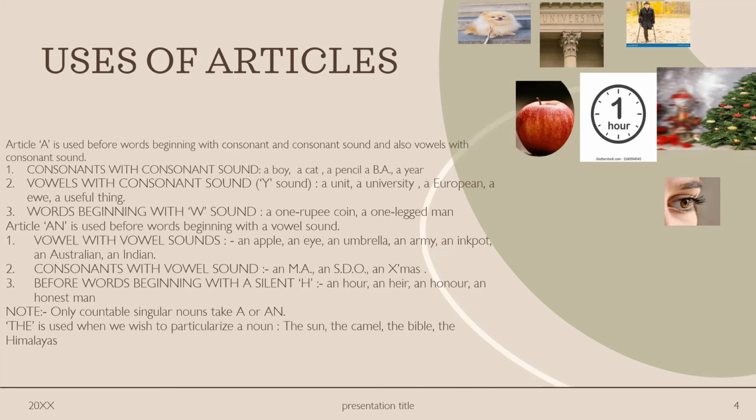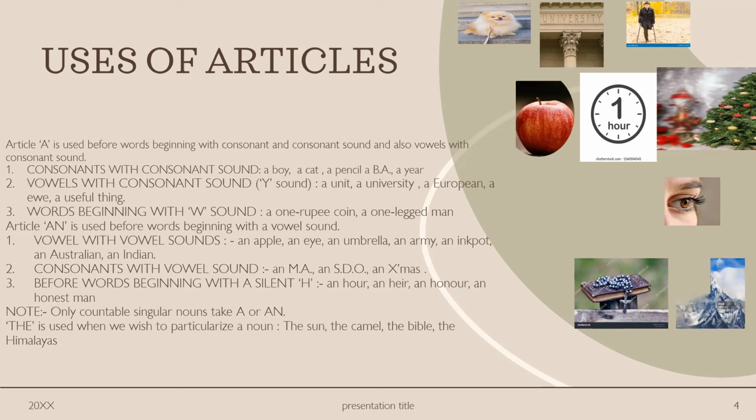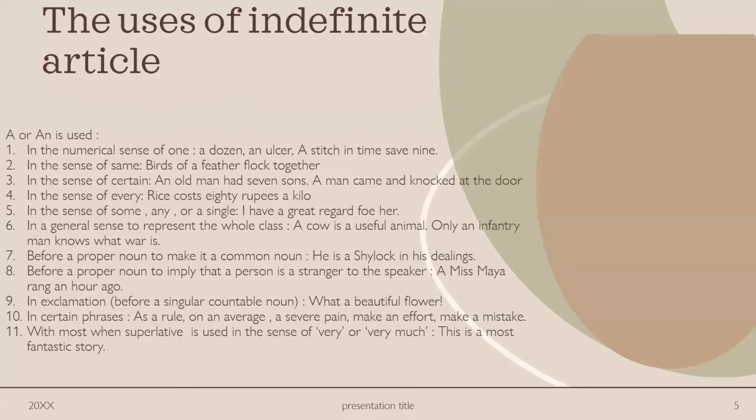Note, only countable singular nouns take a or an. The is used when we wish to particularize a noun: the sun, the camel, the Bible, the Himalayas, etc. Anything in particular that you have to mention, then you use the article the.